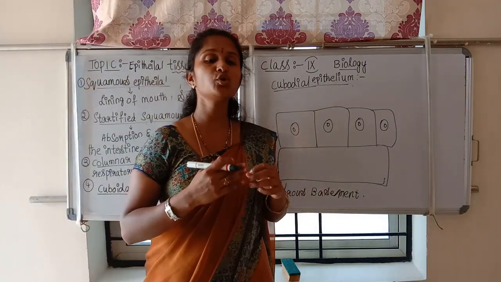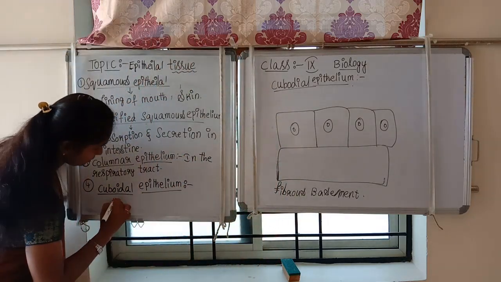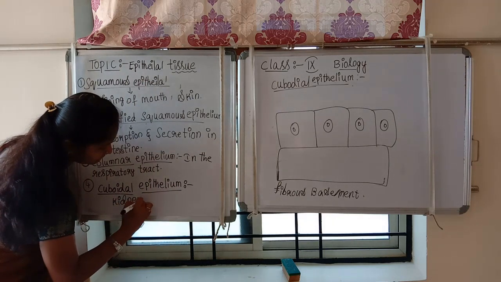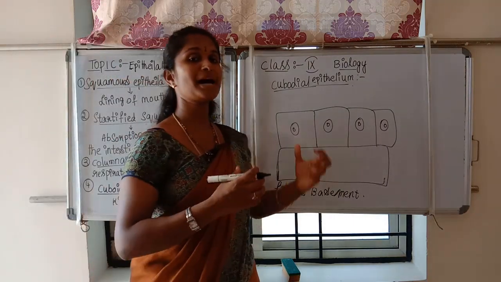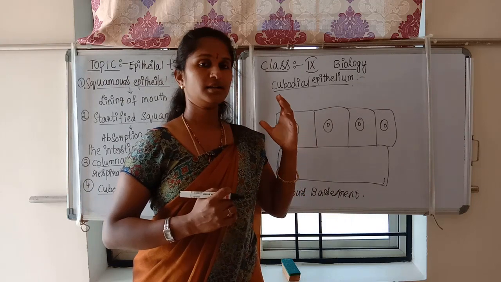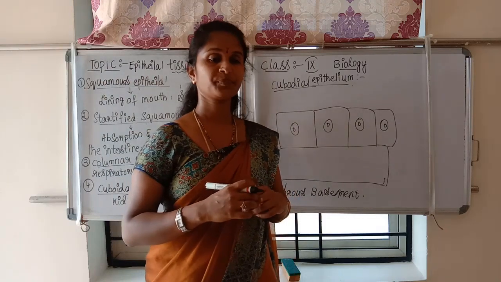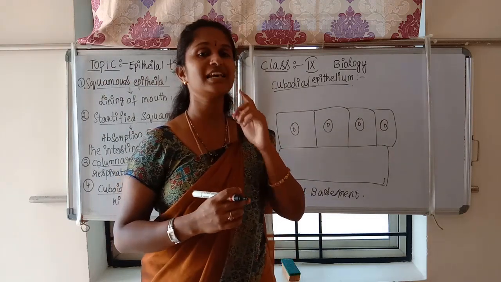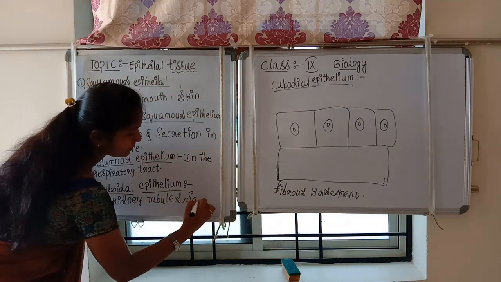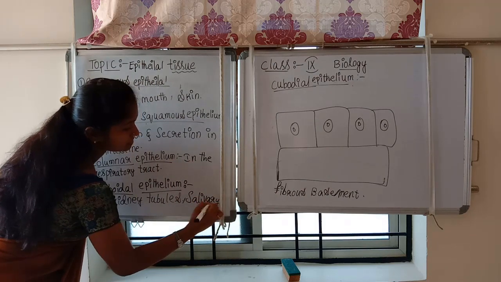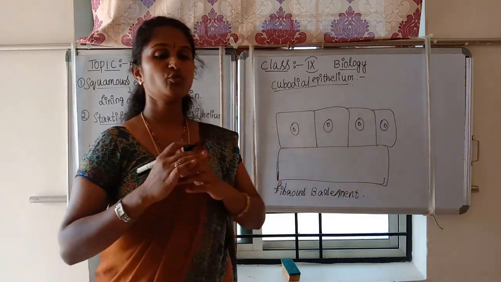Cuboidal epithelium with cube-shaped cells forms a lining of kidney tubules. That means in the tubes of the kidney, the passage of urine waste from the kidneys to the urinary bladder, right? In those tubules, these cuboidal epithelial cells will be present. These kidney tubules and the ducts of salivary glands, here the salivary glands will be present, okay? Salivary ducts. Yes.